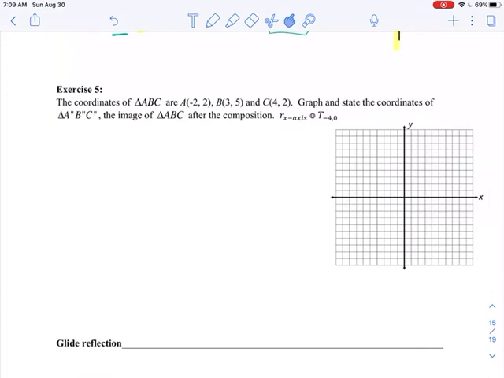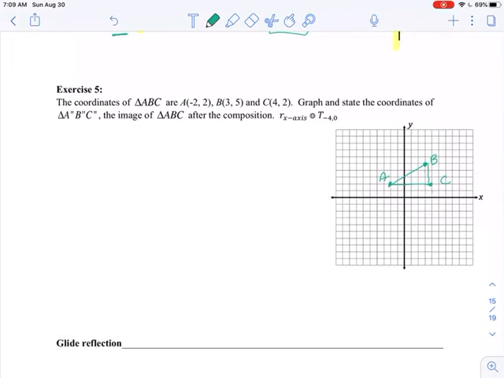All right, exercise 5. The coordinates of ABC are A is negative 2, 2. So I'm going to plot that. There's my A. A is negative 2, 2. B is 3, 5. 1, 2, 3, 4, 5. And C is 4, 2. 1, 2, 3, 4. 1, 2. All right, so there's my triangle.